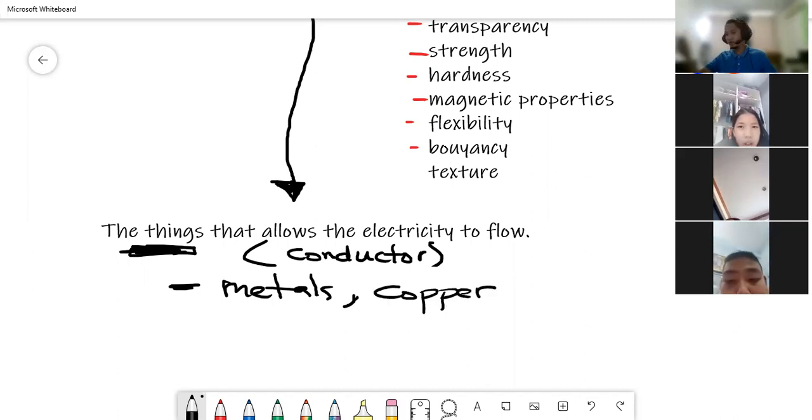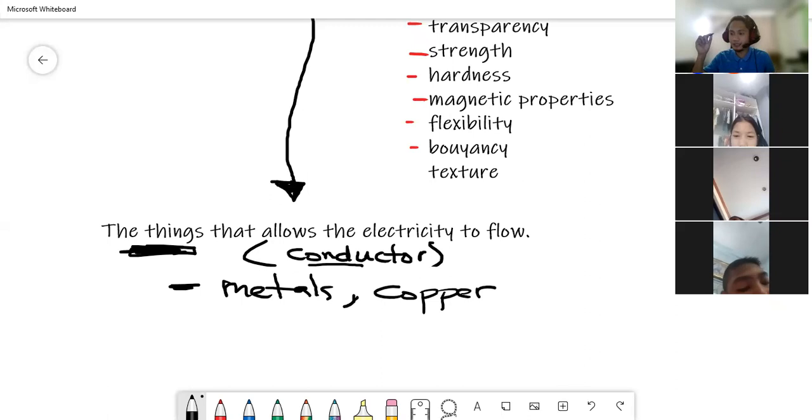When you open this wire, you can see the color red. That one is copper, or gold, no? That is what we call an electrical conductor, meaning the electricity can flow.